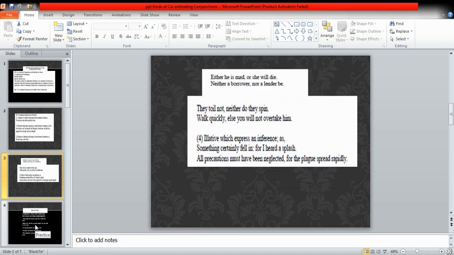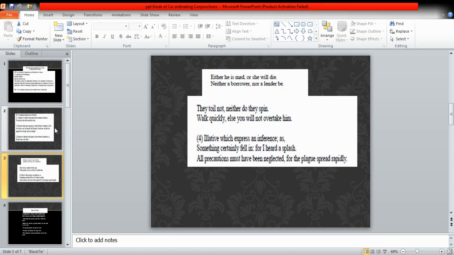Then we come to some more examples. Either he is mad or she will die. Neither a borrower nor a lender. They toil not, neither do they spend. Walk quickly, else you will not overtake him. So, students, you can see that in all these examples, two alternatives are given. Either this would happen or that would happen.